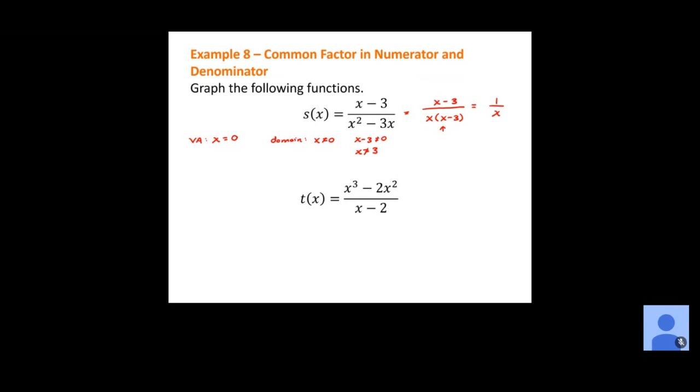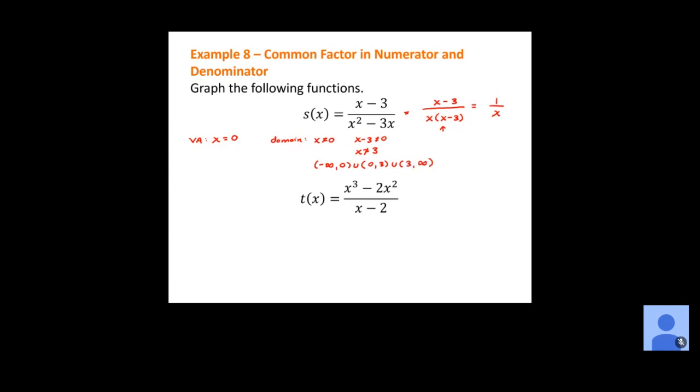Using interval notation, sorry. Good, negative infinity to 0. We have our union. We're going to go from 0 to 3. Have another union, and then we're going to go from 3 to infinity.